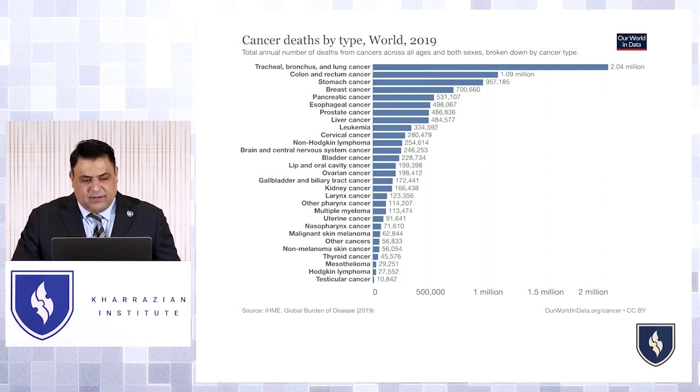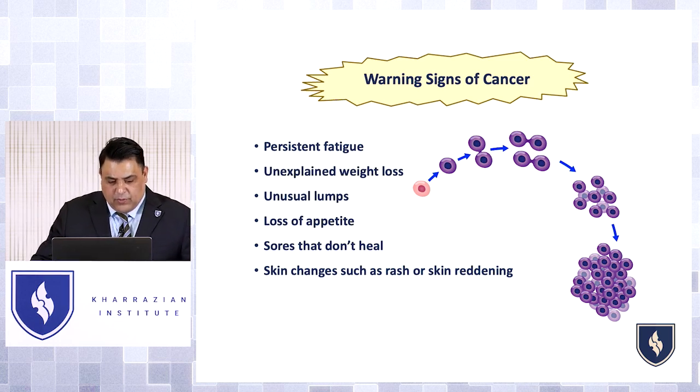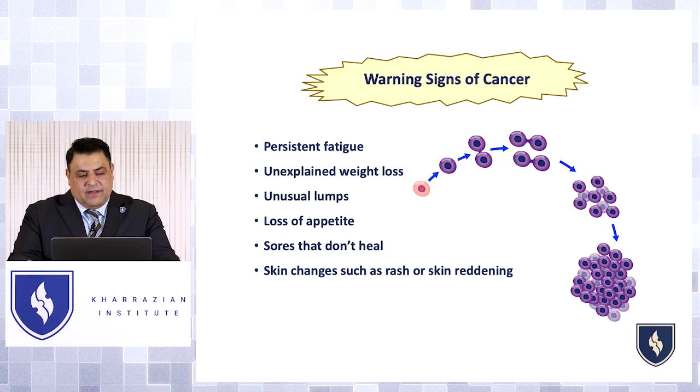Now, obviously, the clear red flags: persistent fatigue, unexplained weight loss, unusual lumps, loss of appetite, sores that don't heal, skin changes such as a rash or skin reddening. So as a clinician, you definitely have to be aware of those warning signs of cancer. Other key things you've got to be really worried about is white blood cells skyrocketing all of a sudden from one past lab test to the next. If you ever see that, that's a concern, especially if you see no signs of infection.